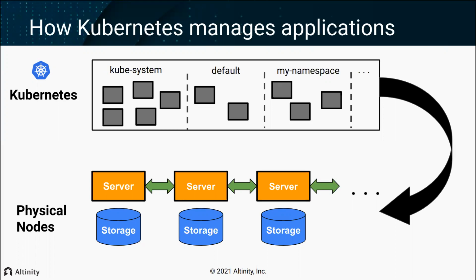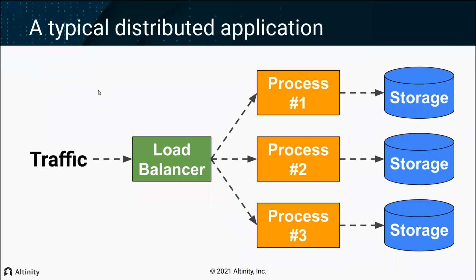Now, what happens is Kubernetes takes these resources in the namespace and maps them to the physical infrastructure, which, as we see here, is one or more servers connected by networking, that's the green arrows, and with storage accessible. These are the three key things that Kubernetes is going to build on. So we need to have a way of defining a distributed application using Kubernetes.